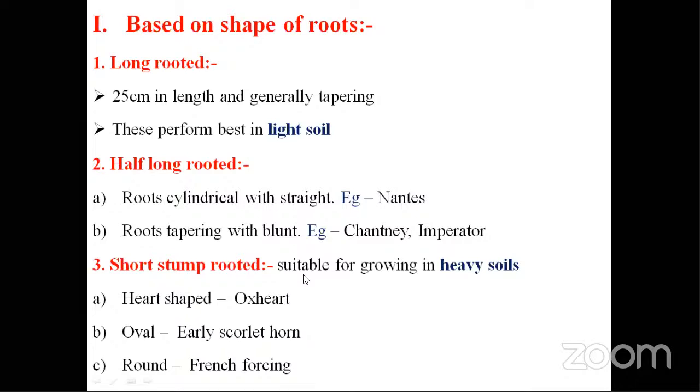Short stumped roots are suitable for heavy soil because there is no scope for the root to grow. So heart shaped will be the Ox Heart, the name itself says. And for oval, you have an example of Early Scarlet Horn, and round you have French Forcing. Oval, nobody will ask you in the exam. Only again they will ask heart shaped, that is Ox Heart, or round, that is French Forcing. These two they will ask. Again, Nantes cylindrical they will ask.